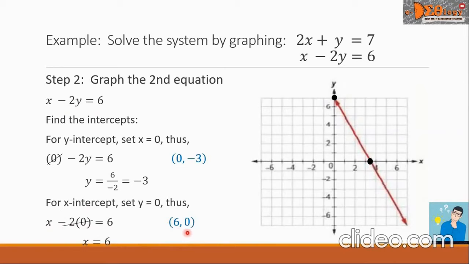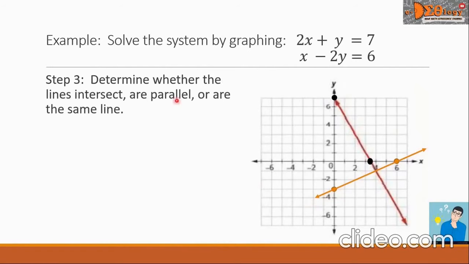Now let us graph the line for the second equation. First, let us plot the 2 points or the intercepts in our rectangular coordinate system. So we have first the x-intercept is 6, 0, and here is the point, and the y-intercept is 0, -3, and this is the point. We connect these 2 points by a line, and this line now is the graph of the second equation.